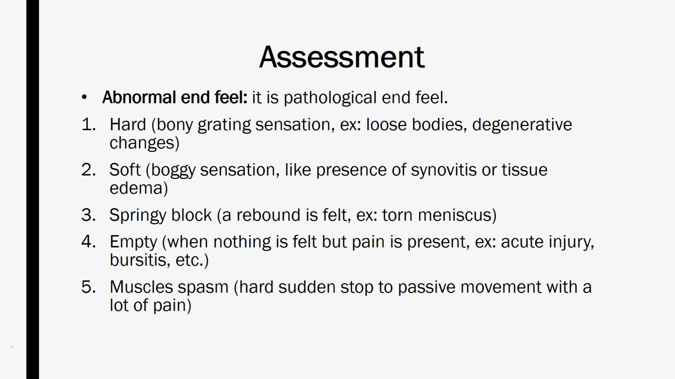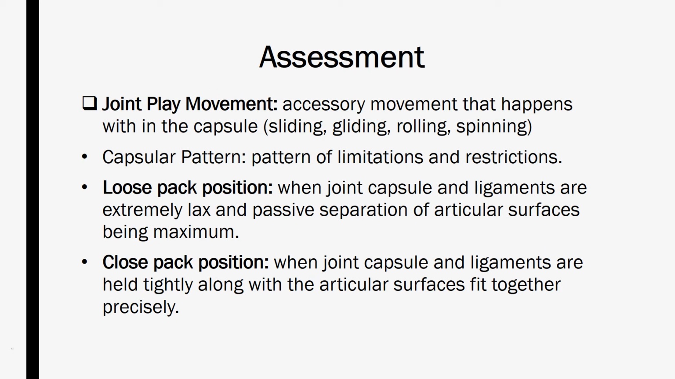These are hard, bony grating sensation like loose bodies or degenerative changes. 2. Soft, boggy sensation like presence of synovitis or edema. Number 3. Springy block, example torn meniscus. Number 4. Empty, when nothing is felt but pain is there, like in acute injuries or bursitis. Number 5. Muscle spasm, that is hard sudden stop to passive range of motion or passive movement with a lot of pain. After range of motion, next is joint play movement.